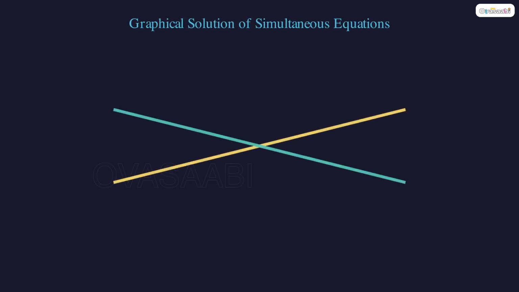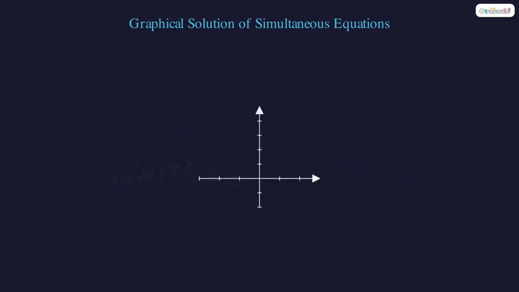Imagine two roads crossing in your town. The exact spot where they meet is one special point. Today we'll find where two equations meet on a graph. That meeting point is the solution.